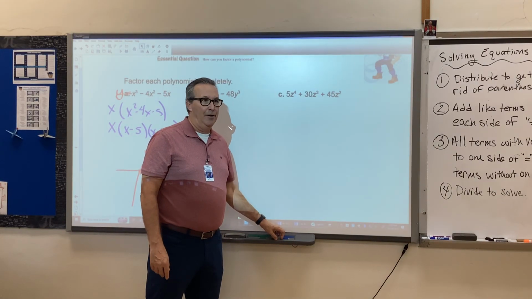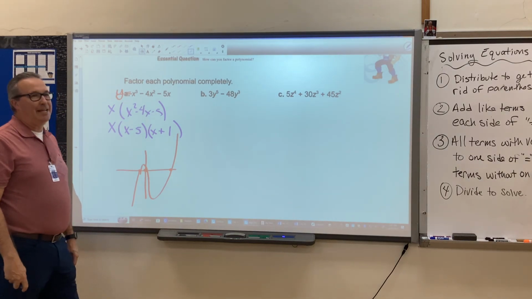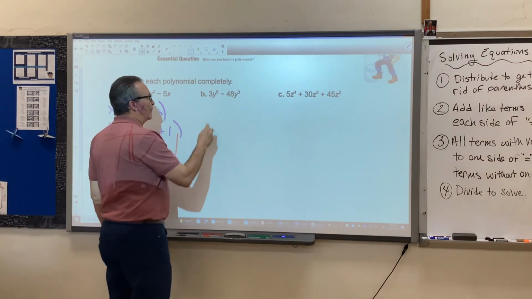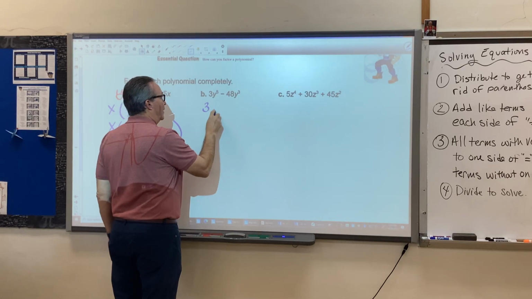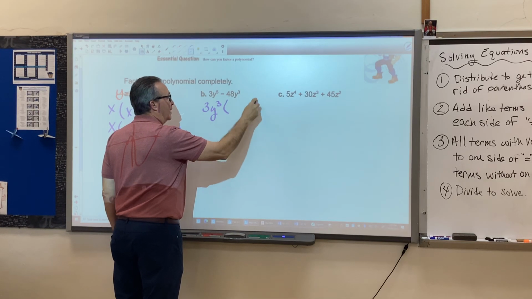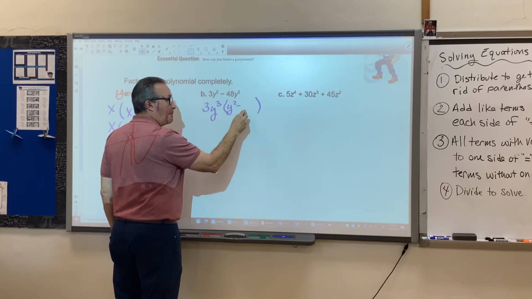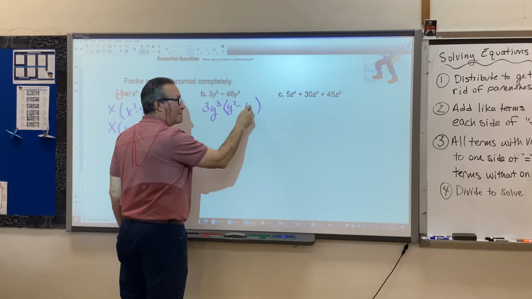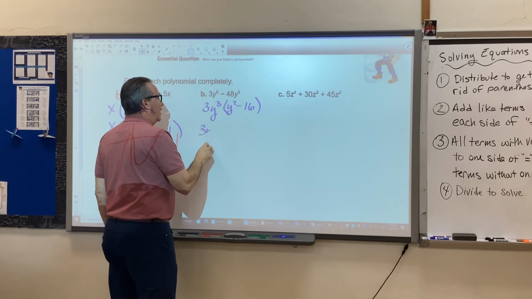Amelia's third. Maddie, what are you hiding from me? What can you take out of both of these? 3y and 1y to the third. What's left? y squared minus 16. Okay, so 3y to the third.